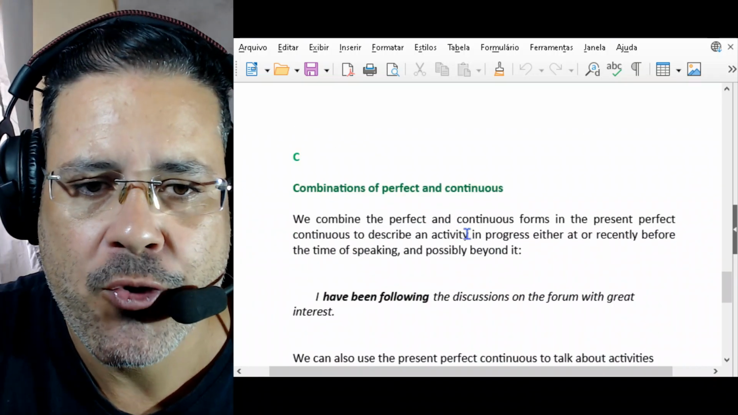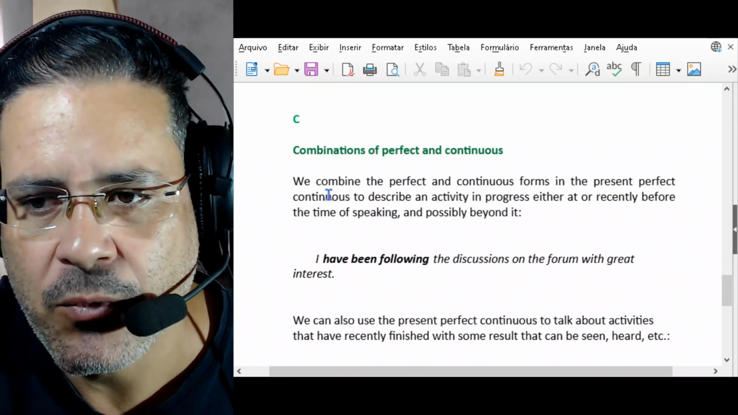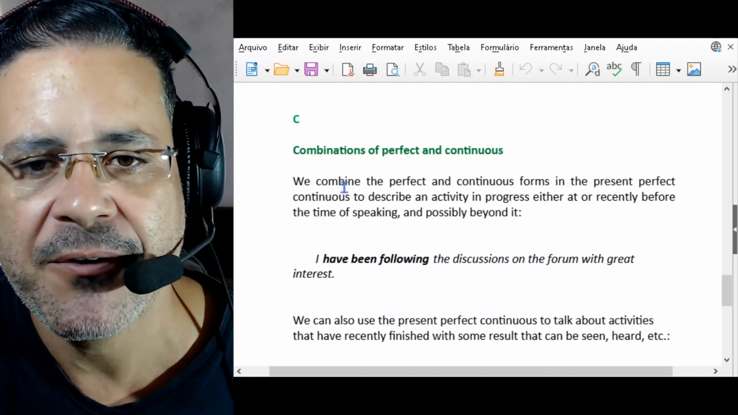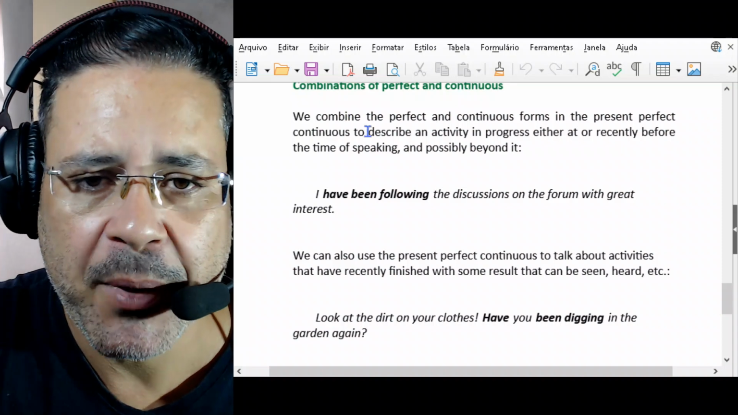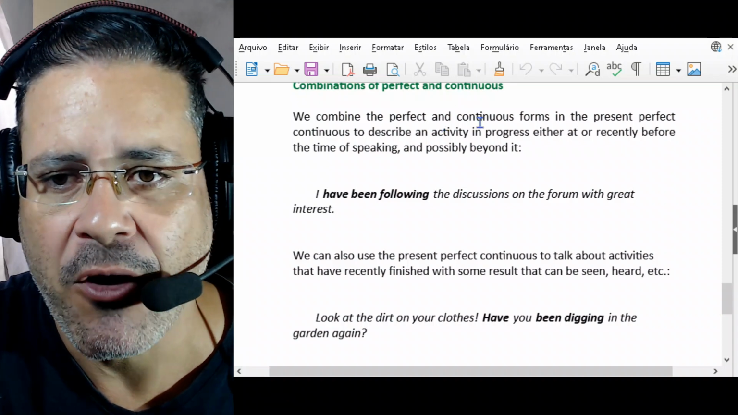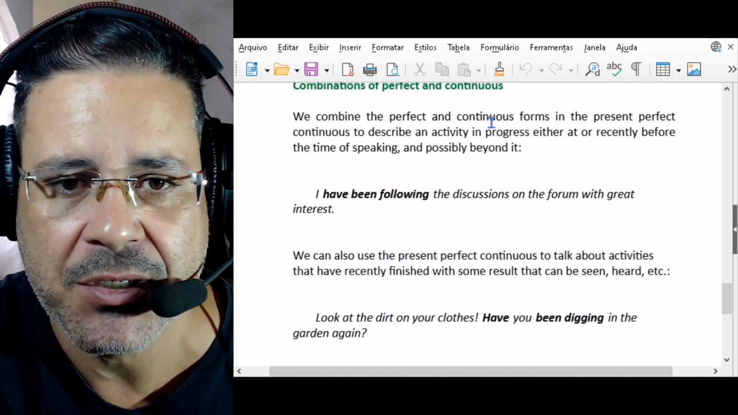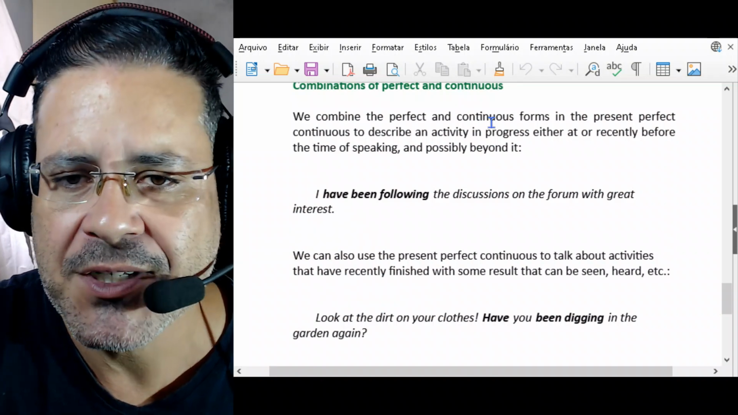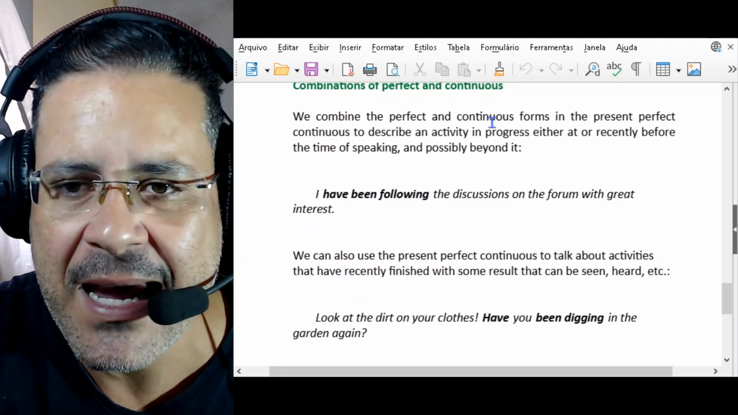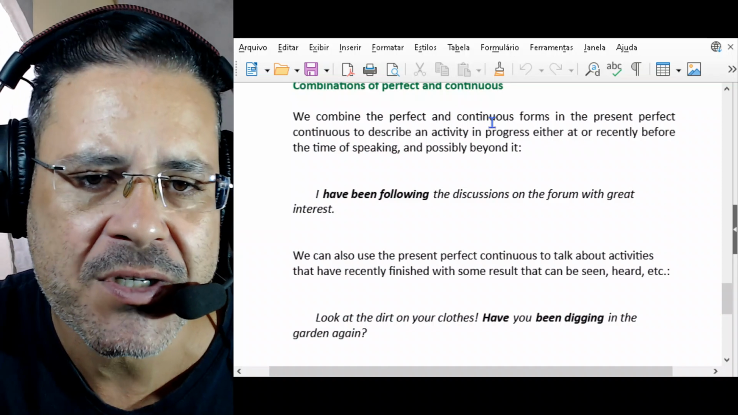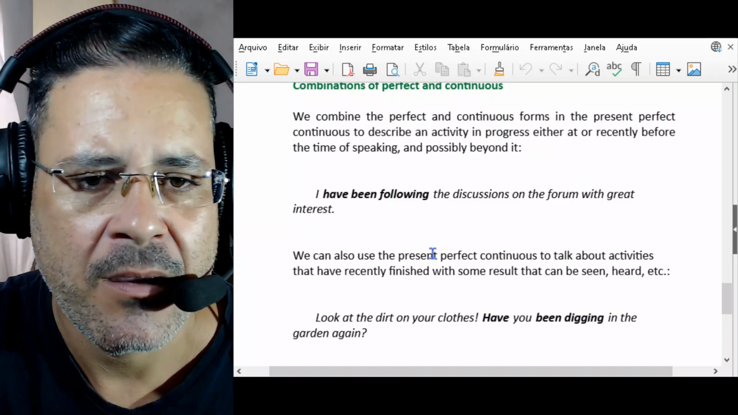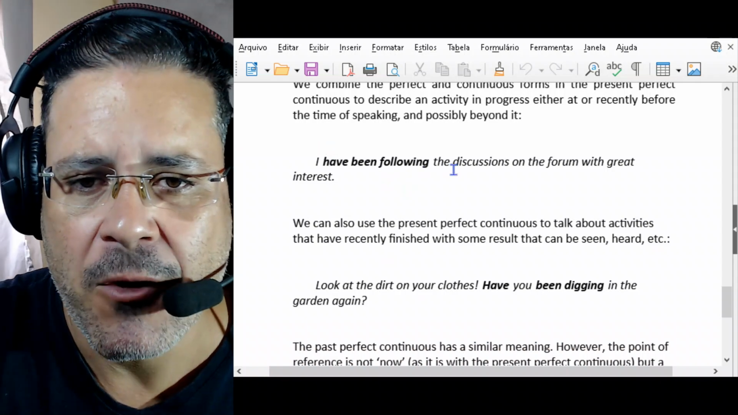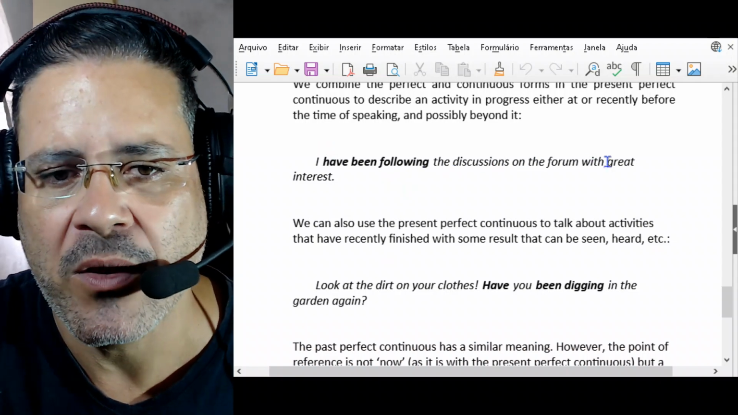Let's go now through section C. Here we consider combinations of the perfect and continuous. We combine the perfect and continuous forms in the present perfect continuous to describe an activity in progress, either at or recently before the time of speaking, and possibly beyond it. For example, I have been following the discussions on the forum with great interest.